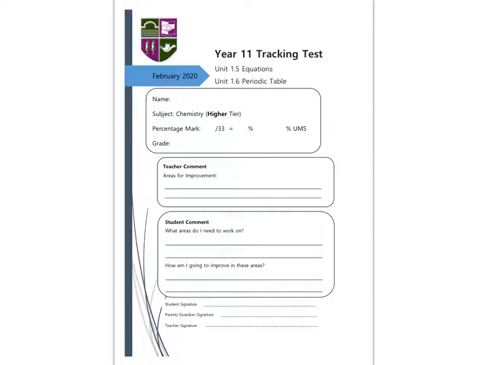This video is going to work through your tracking test on Unit 1.5, equations up to balanced symbol equations, and Unit 1.6, the history of the periodic table.